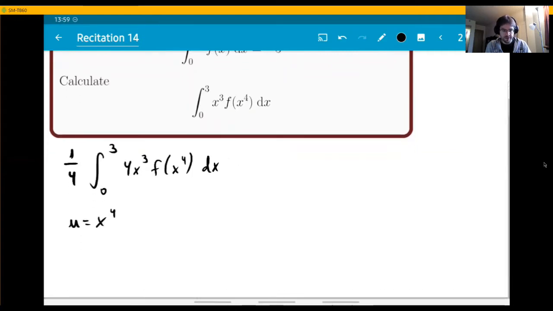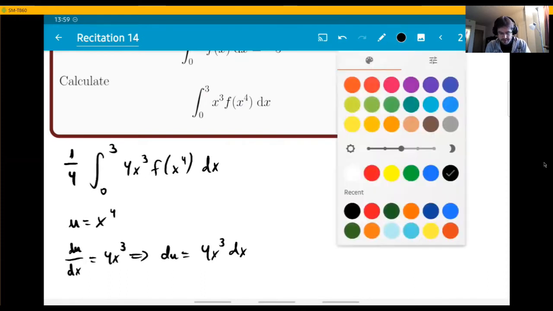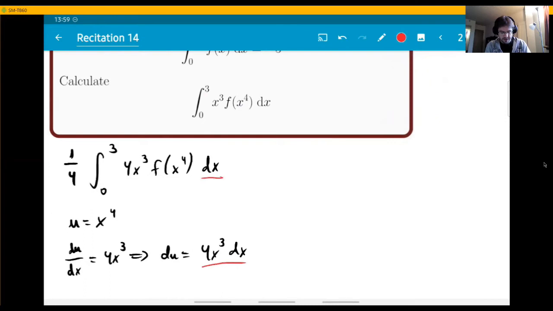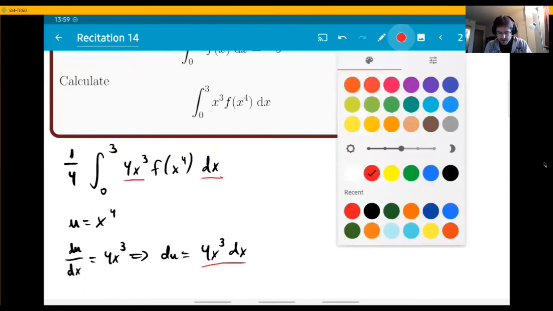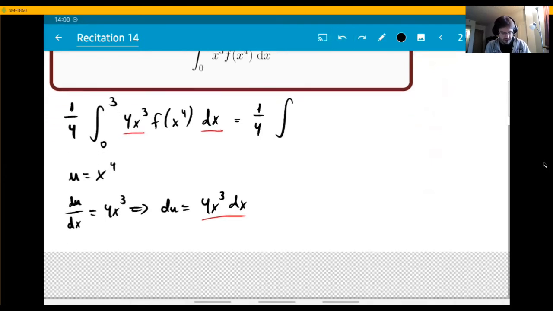What is going to happen with this? du dx, as we just said, is 4x cubed, which means du is 4x cubed dx. That expression, 4x cubed dx, is right here. It appears there. So you can replace that with du. So let's do that. And what happens when we do u sub with a definite integral? You need to remember to change the endpoints of integration. In this case, you do it like this.